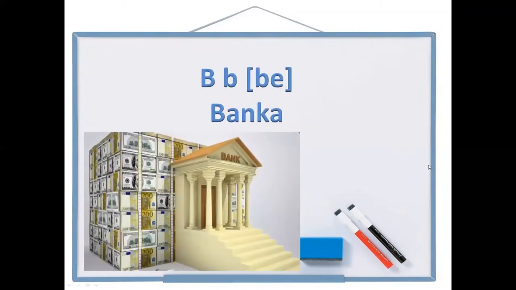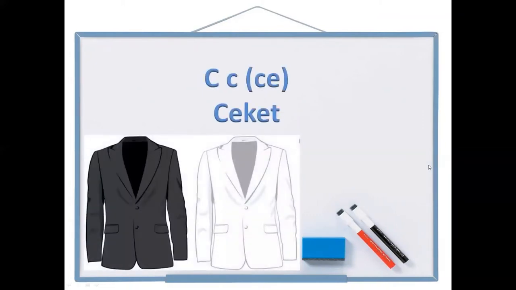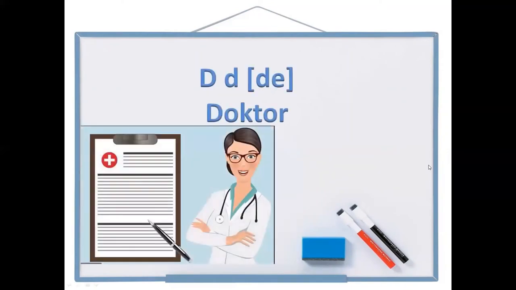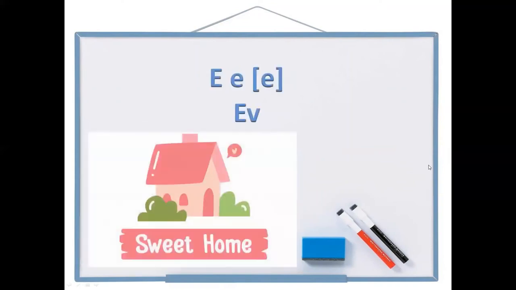Banka. B. Banka. And the next one is, remember, it is not C, it is C. Ceket. C. Ceket. And the next one is, with a tail, brother of C, Ç. Çay. Ç. Çay. And the next one is D. Doktor. D. Doktor. And the next one is, remember, it's not E, it is E.